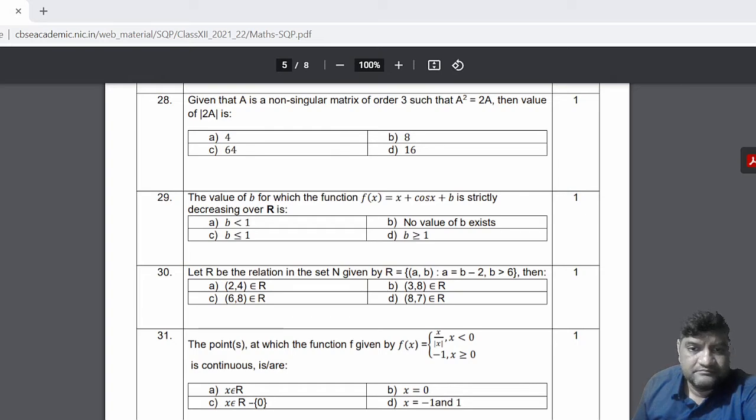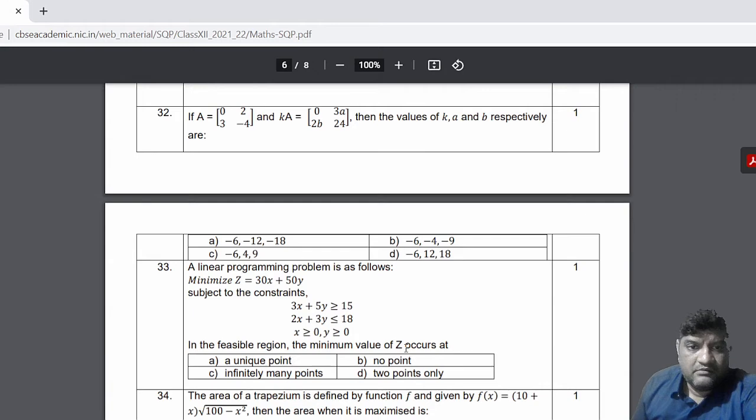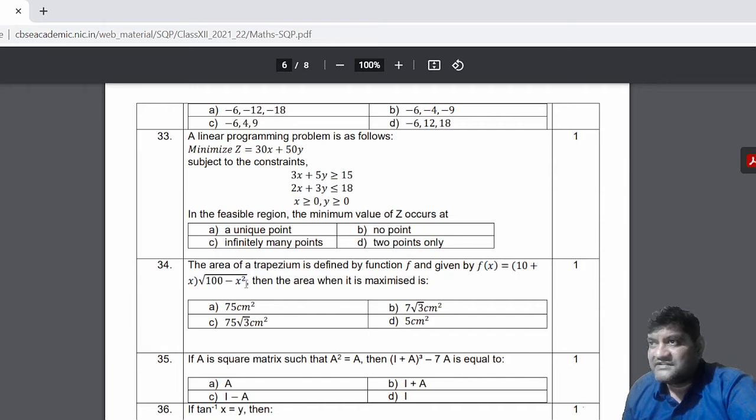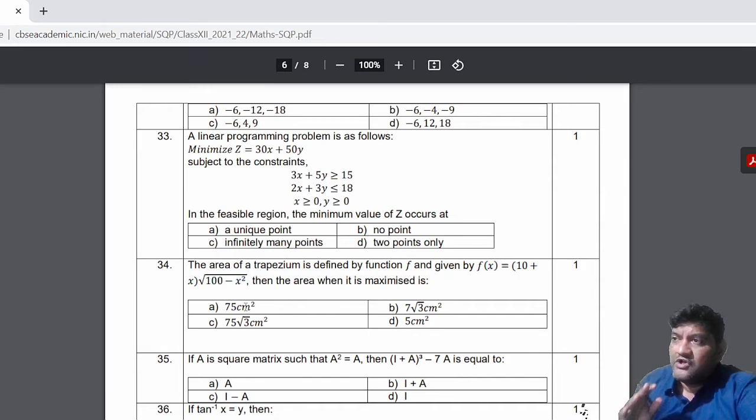Next. Area of the trapezium, when the area is maximum. See here, you have the function given to you. You need to differentiate this function. There is no connecting factor as such. There is no constant as such. You simply do the normal maxima or minima question and then you're done with it.